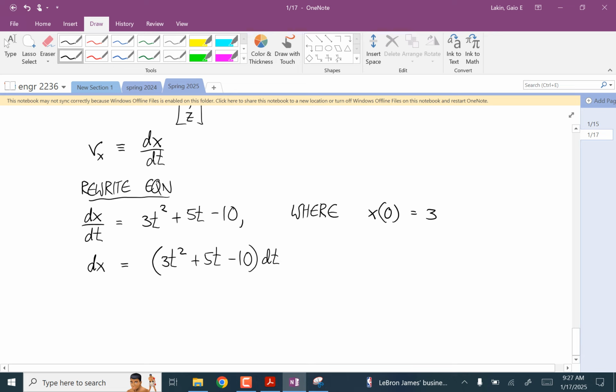And now we can integrate both sides. Integrate dx, you get x. Integrate this stuff and you get t cubed plus 5 halves t squared minus 10t plus the constant.